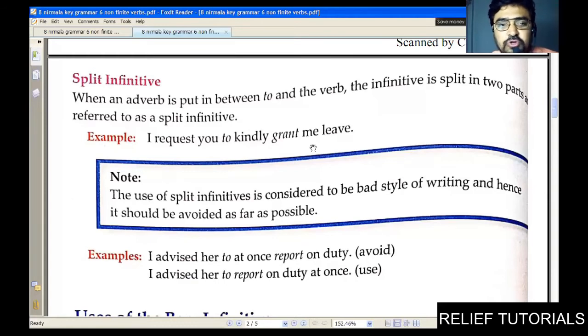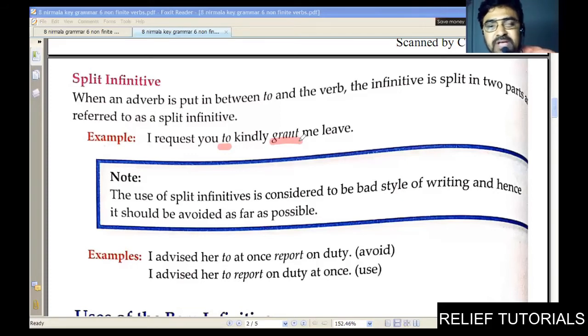For example, I request you to kindly grant me leave. Here you can see to and grant. So to grant is our infinitive. It is split into two parts, and in between there is a word kindly that is working as an adverb. The right way is I request you to grant me leave kindly, but people use it in that way. So I advise you not to go for it. It should be avoided.